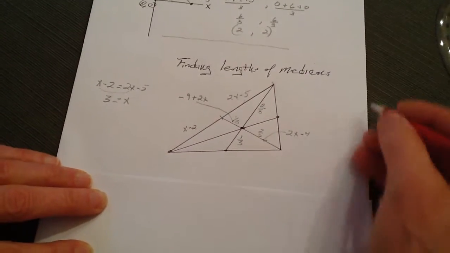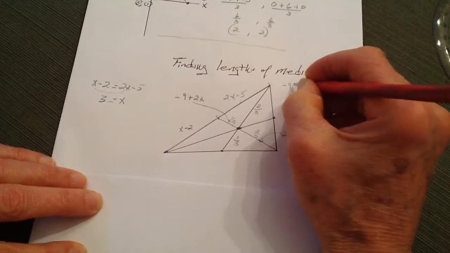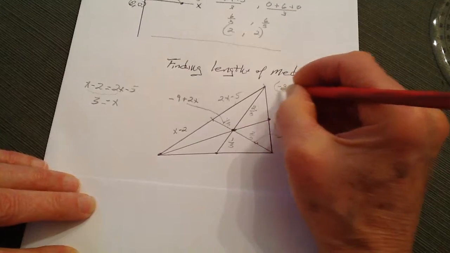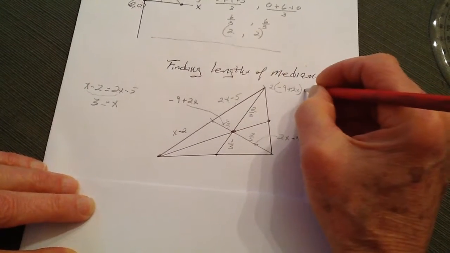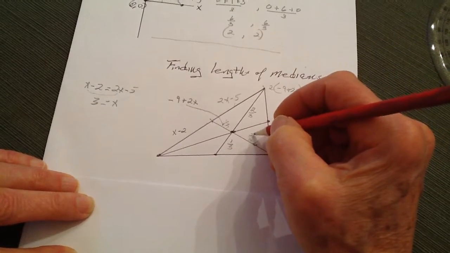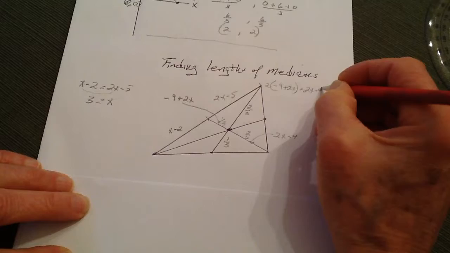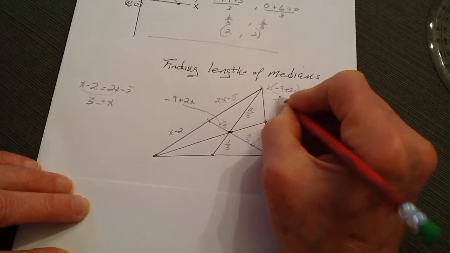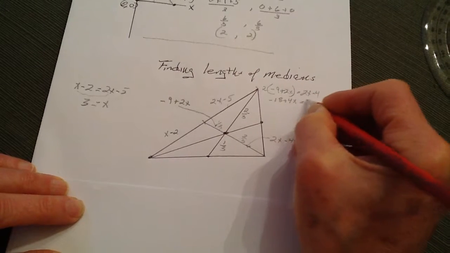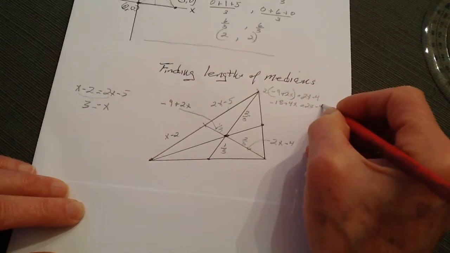So I'll go over here. I've got my minus 9 plus 2x, all right? And I'm going to multiply that all by 2. So I can have 1/3 times 2, which is 2/3. It will equal 2/3, will equal my 2x minus 4, and then I distribute, and I get minus 18 plus 4x equals 2x, I think it's a minus 4.